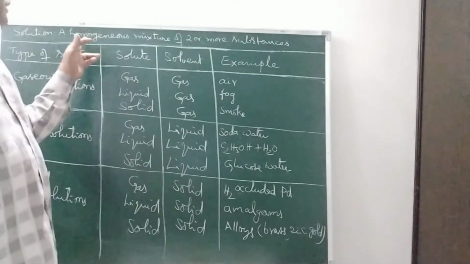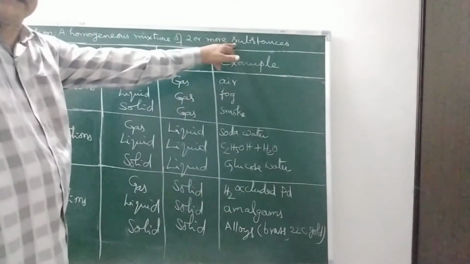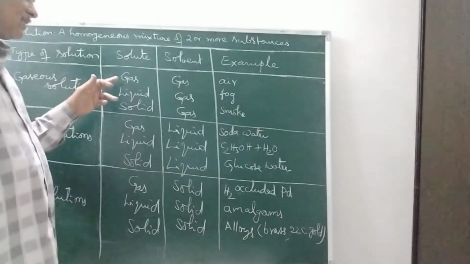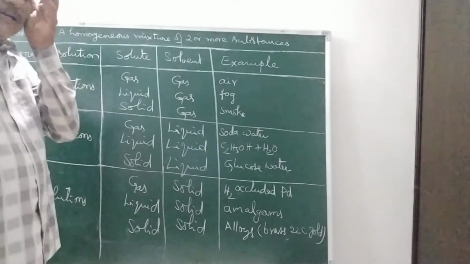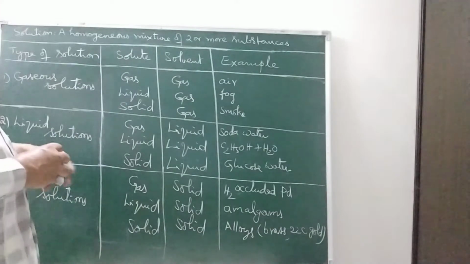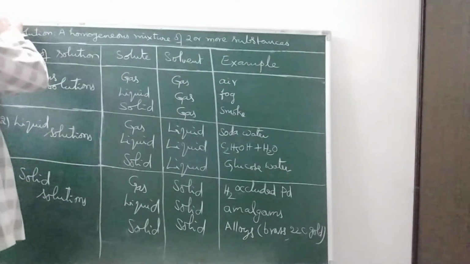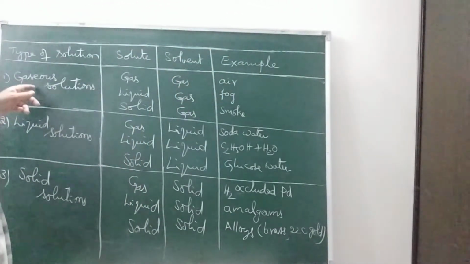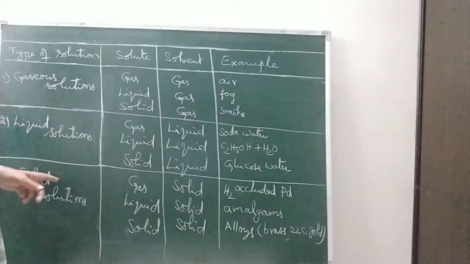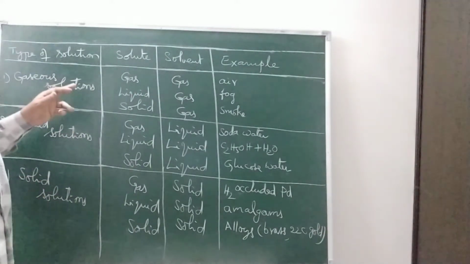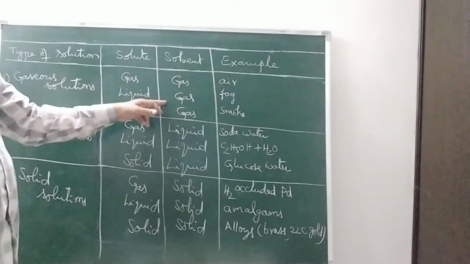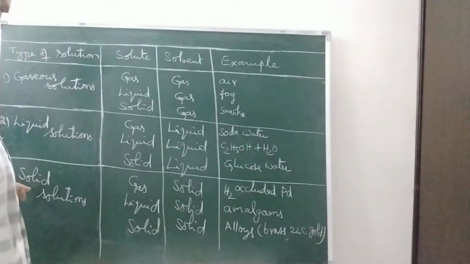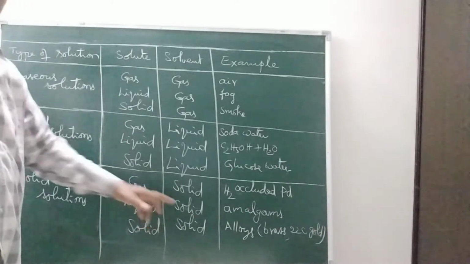Here, a homogeneous mixture of two or more substances. These substances may be in three types of physical states, that is gas, liquid and solid. Based on the physical state of the solute and solvent, these solutions are classified into three types. They are gaseous solutions, liquid solutions, solid solutions. In gaseous solutions, the solvent is gas. In liquid solutions, the solvent is liquid. In solid solutions, the solvent is solid.